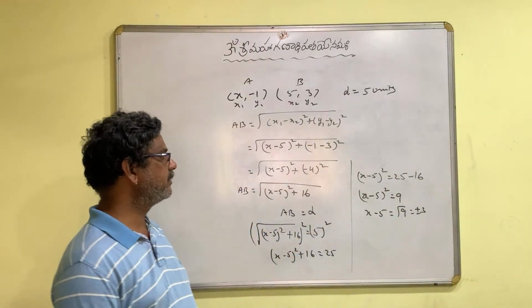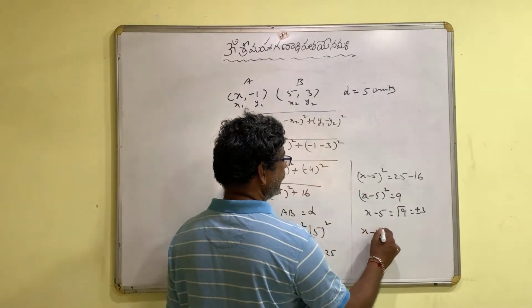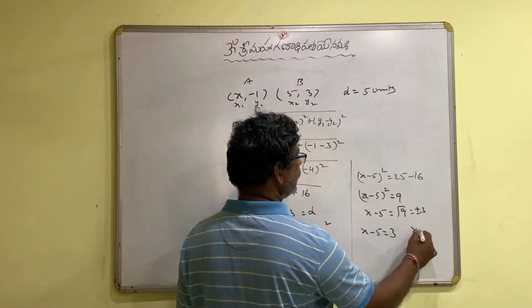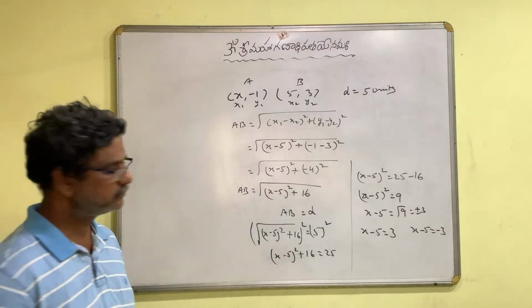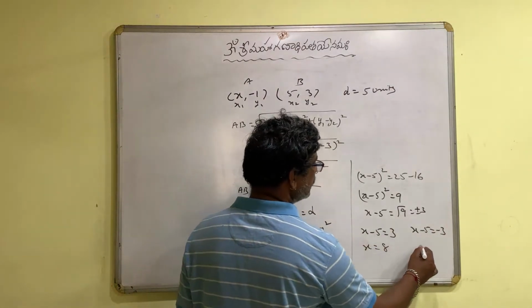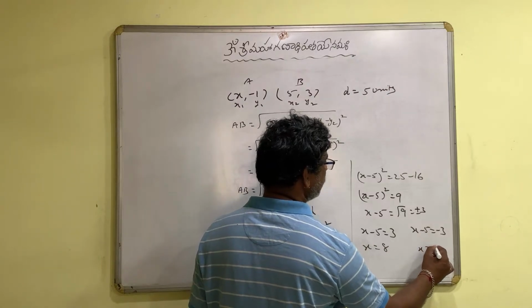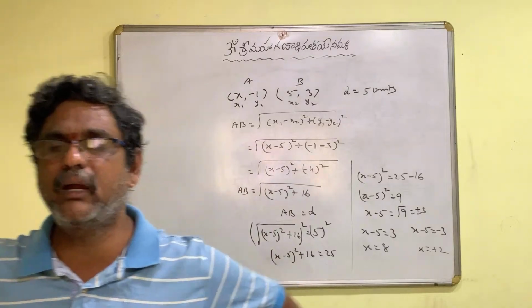x minus 5 is equal to plus or minus 3. And we can take x minus 5 is equal to 3 or x minus 5 is equal to negative 3. So x is 8 or x is minus 2. How did you say 2 and minus 2, right? How did you get 2 and minus 2?